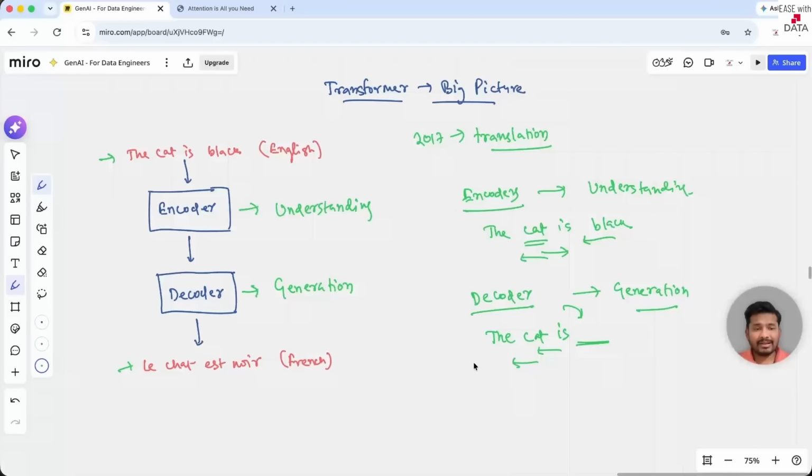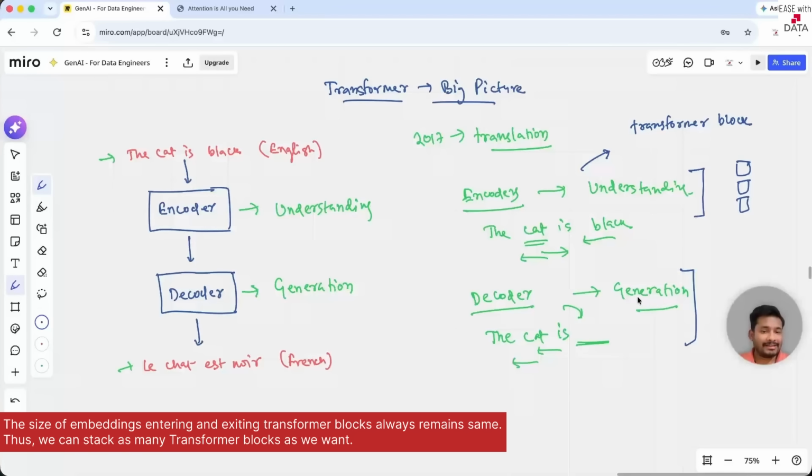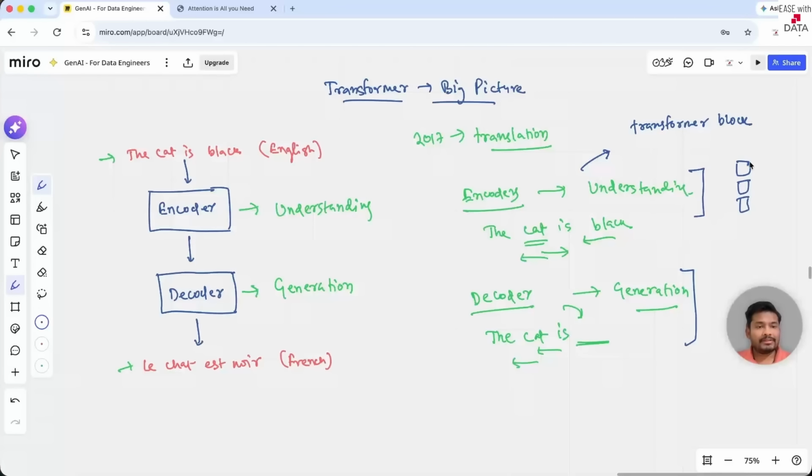Now, there is a big realization that happened. Both encoders and decoders are built with the same building block, which is called a transformer block. They are just stacked on each other. So you can think of an encoder consisting of multiple transformer blocks stacked on each other. And that is the same case for decoder. The only difference is inside the transformer block, in case of encoders, the embeddings would be allowed to look both left and right, and in case of decoders, the embeddings would be allowed only to look on the left. And that is the sole difference between encoders and decoders, and both are built with the same transformer block.